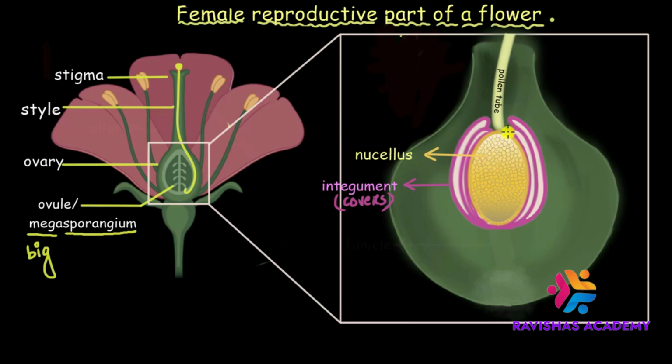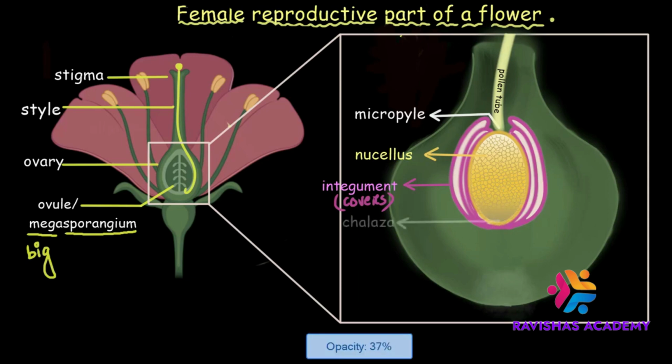And the small area that is left uncovered is called the micropyle. Micro means small and pyle comes from a Greek word which means gate. So this is like a small gate that allows the pollen tube to reach the nucellar cells, or we can say to reach the female gamete. Now, the area in the nucellus which is at the extreme opposite of the micropyle is given a specific name called chalaza. So, chalaza is nothing but the bang opposite end of the micropyle.